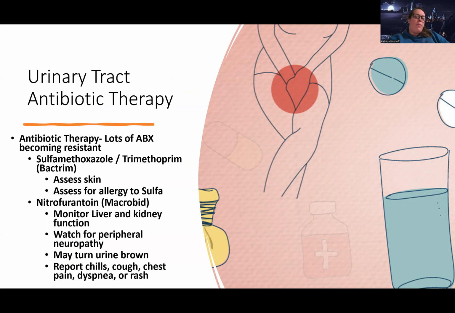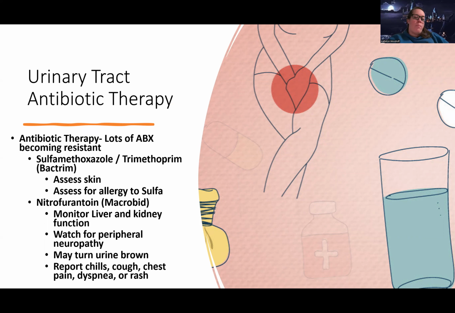So lots of antibiotics are becoming resistant to E. coli. Sometimes these don't always work, but these are probably the two most common antibiotics you're going to see prescribed. I don't remember what your book calls it, it's like SMT or something like that, but it's a sulfa drug. I'm going to call it Bactrim because I can't say that without dying inside. It's a sulfa product, so you always want to assess for allergies to sulfa. A lot of people are allergic to sulfa. Then assess the skin, because sulfa can also cause rashes and itchy stuff.